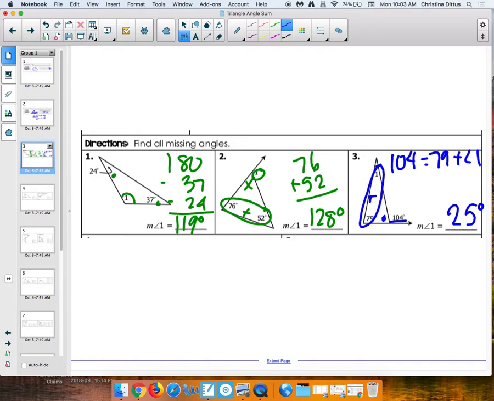That exterior thing is kind of confusing. If you prefer to do the 180 and find your angle that way, that's totally fine with me. Questions on 1, 2, and 3?